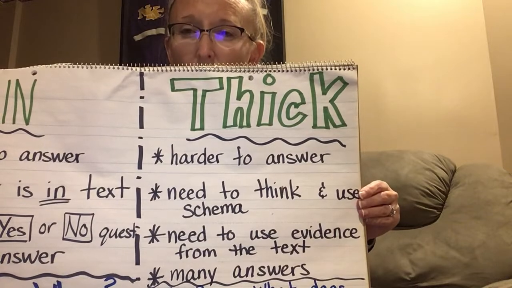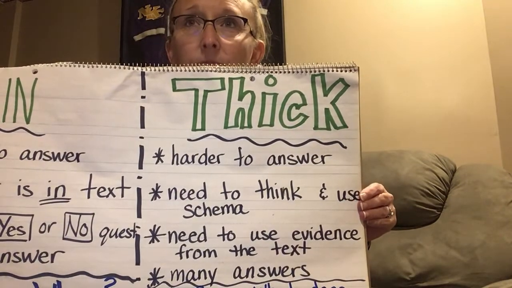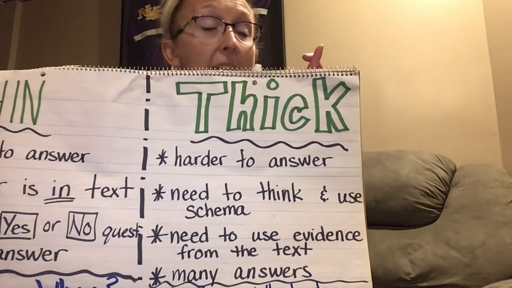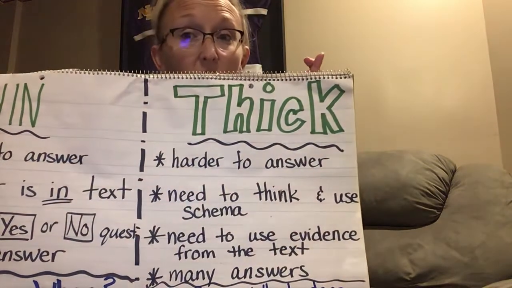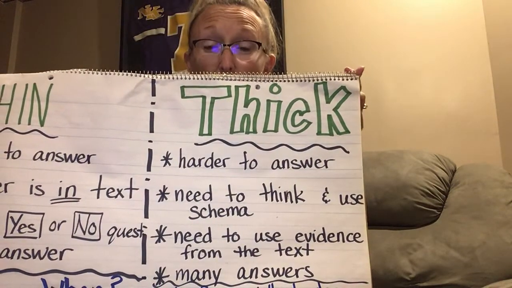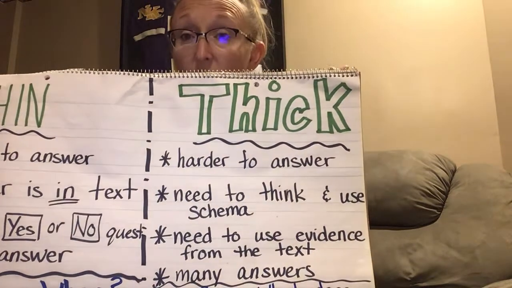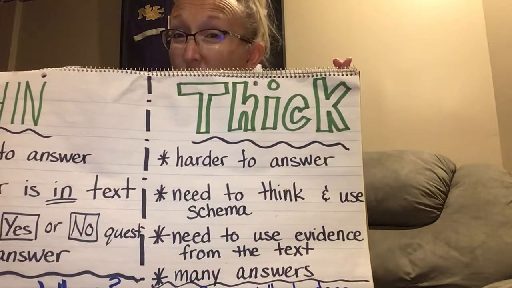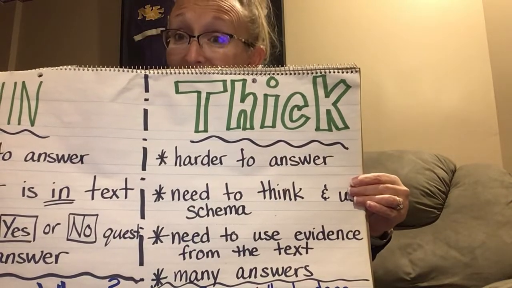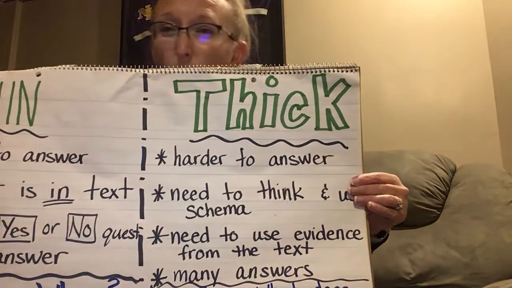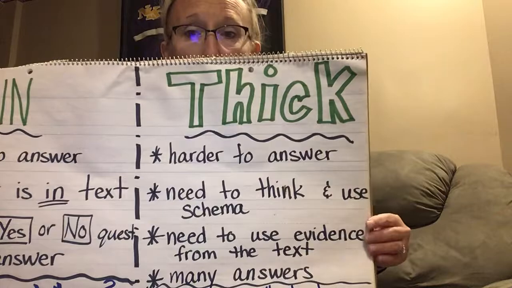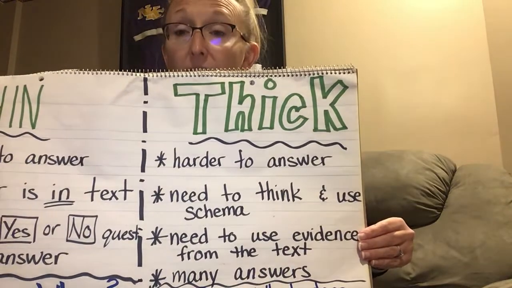I was just telling you a little bit about that, right? Like, if you know that when people lie, they usually cross their fingers, and the character is crossing his fingers, then you probably know that he might be lying, right? Or maybe he gets nervous and he gets red or something. Those would be using your schema because you've seen other people do that before. And then you use the text or the illustrations to help you also. So clues from the book, but also what you know. And here's another thing: use evidence from the text.